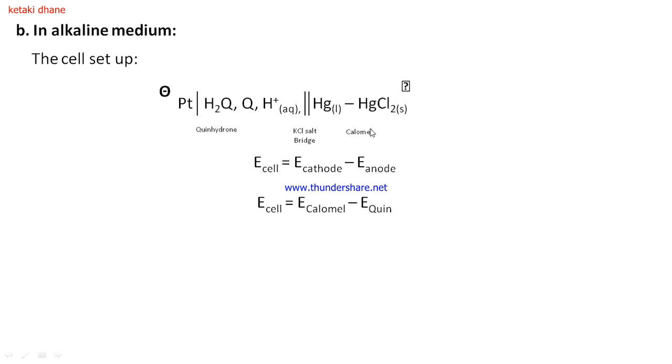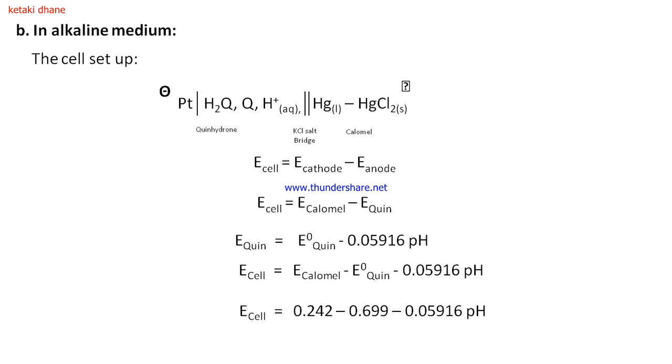Basically, the calomel electrode here we are going to use as a reference electrode. So when we measure the potential difference between these two electrodes, the EMF of the cell is equal to the potential generated at the cathode minus the potential generated at the anode. That means the potential generated at the cathode, that is the calomel electrode, and the potential generated at the quinhydrone electrode.